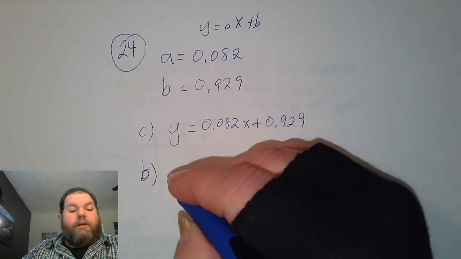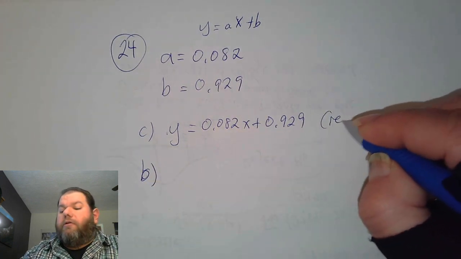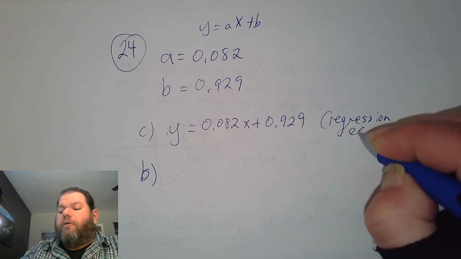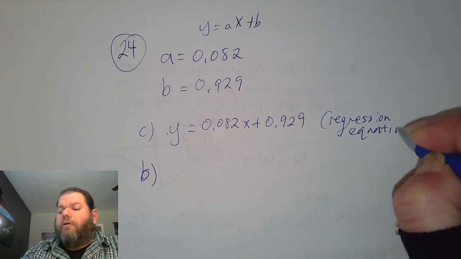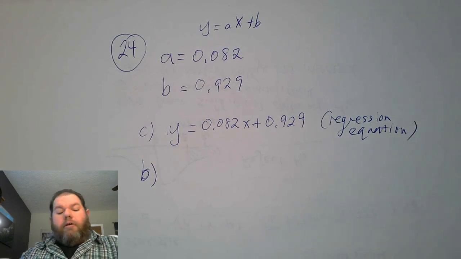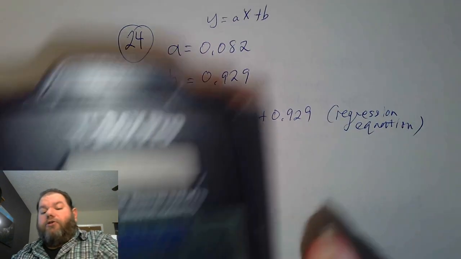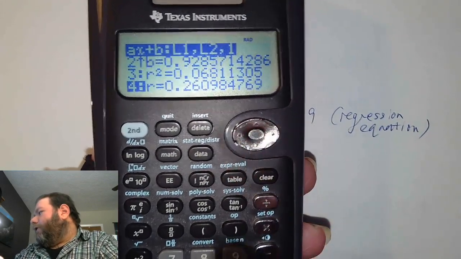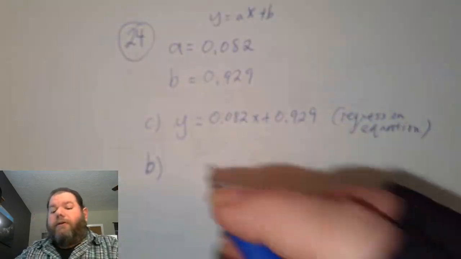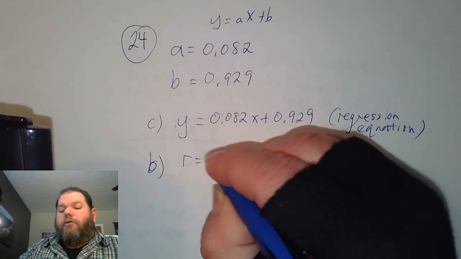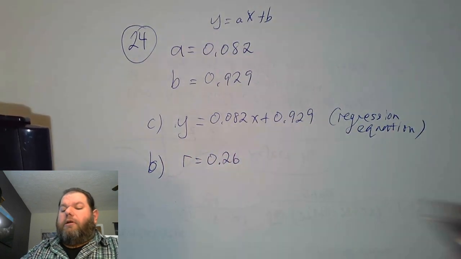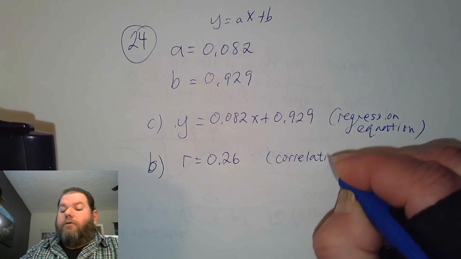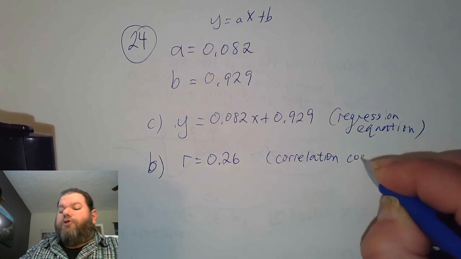Now for B, this is the correlation coefficient, and we have to arrow down. There we see R, 0.26. This is our correlation coefficient.